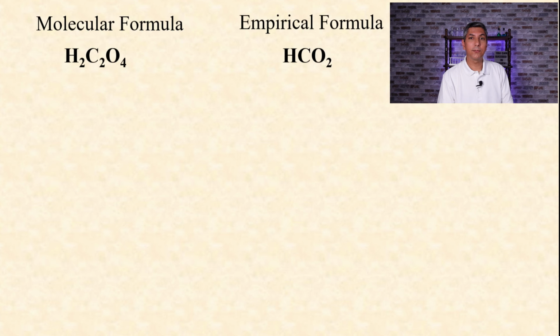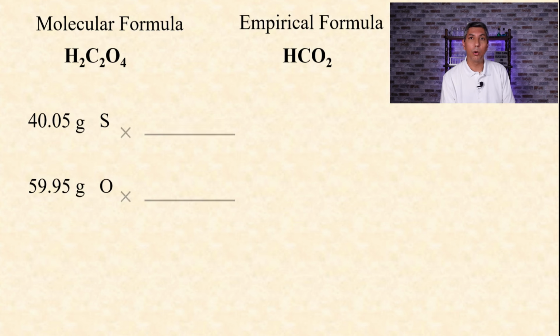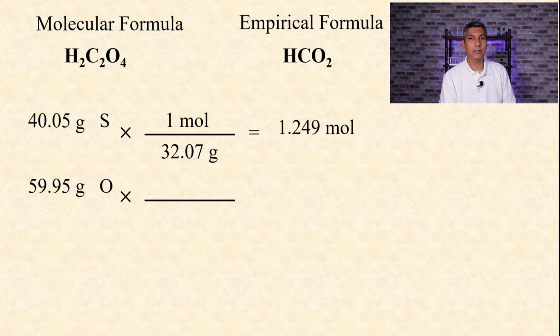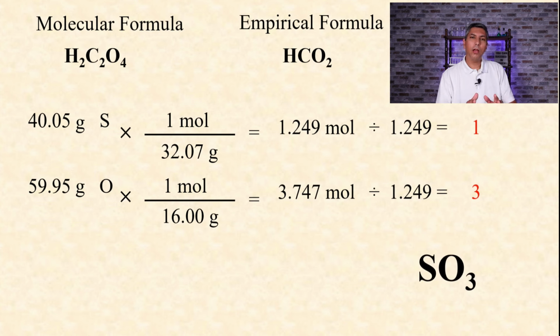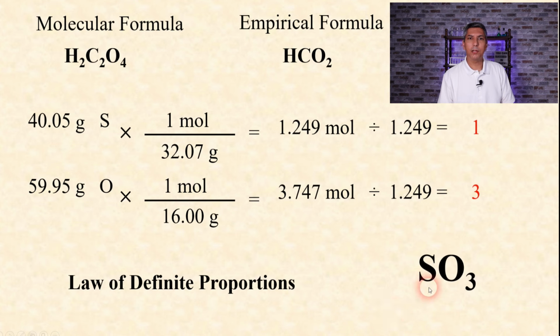If we have a substance that contains 40.05% sulfur and 59.95% oxygen by mass, we would express those percents as grams, like we show here. Then convert both of those masses to moles using those elements' respective atomic masses. Then, when we get the moles, we divide each of them by the smallest of those values. These are the relative subscripts of the elements, so the 1 and 3 tell us that the empirical formula is SO3. Now, the law of definite proportions tells us that every sample of SO3, sulfur trioxide, no matter where it comes from, will always have that same proportion, 40.05% sulfur and 59.95% oxygen.